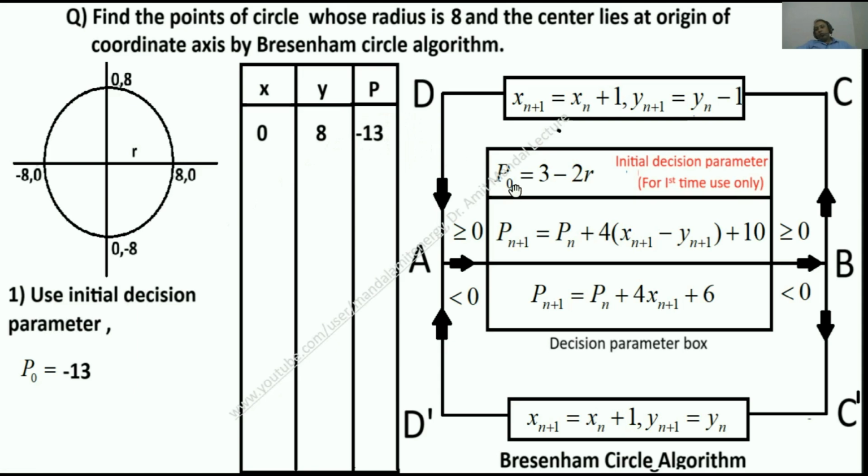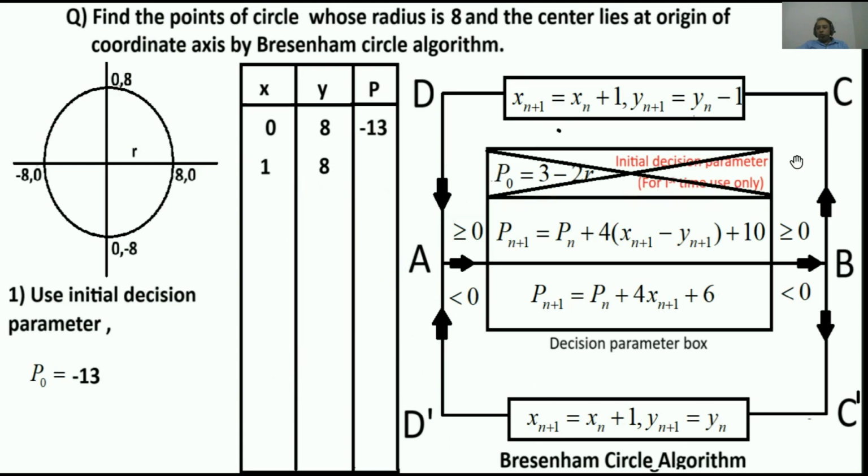Now, from this decision parameter box, if a negative answer comes out, then you have to follow the loop a, b, c', d'. Between c' and d' you can see the formulas to find the next coordinates: xn+1 = xn, meaning add 1 to the previous x, while the next y, yn+1, is the previous y itself. Since we are getting a negative answer from the decision parameter box, you follow the loop a, b, c', d'. So the next x is the previous x plus 1, and the next y is the previous y itself.